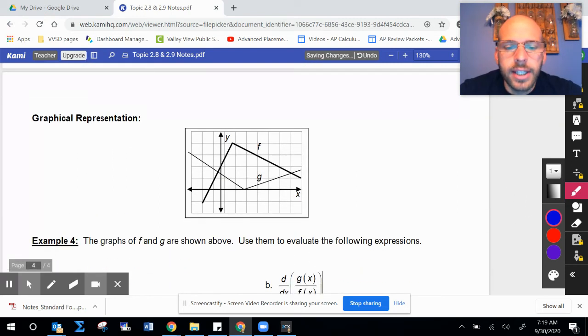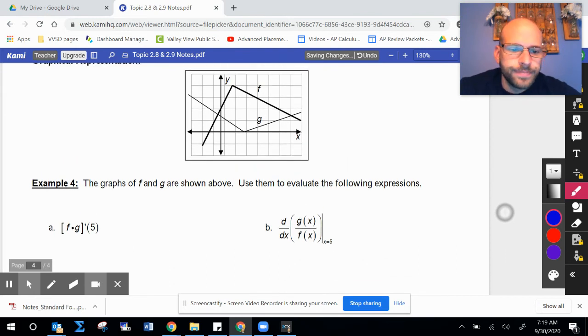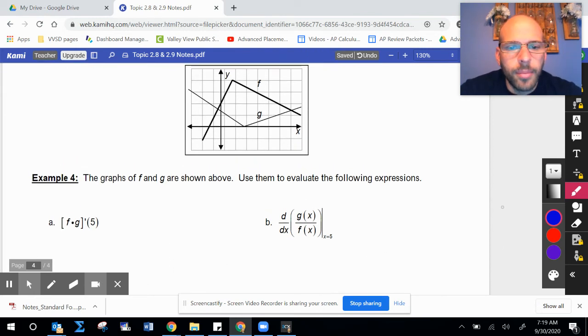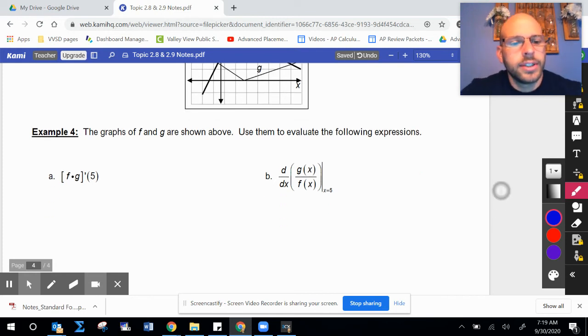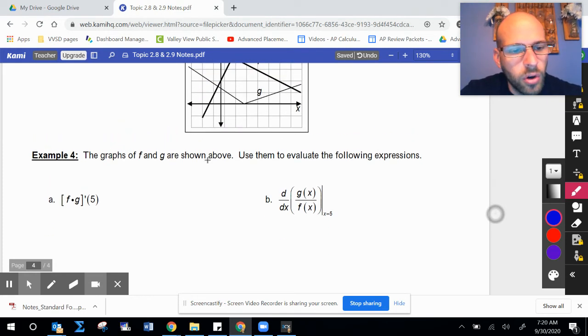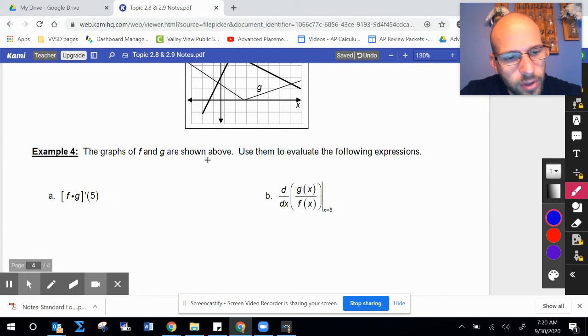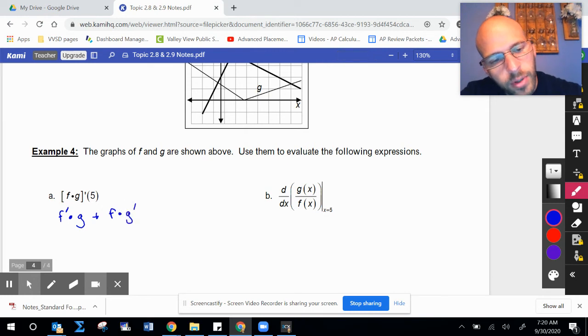All right. Let's take a look at the graph. These are the last two questions. So I give you the graph of f. I give you the graph of g. And if you notice, I have f times g here. So I'm going to take the derivative, right? Take the derivative of the first, right, times the second plus keep the first times the derivative of the second.